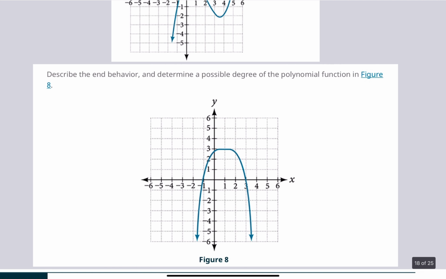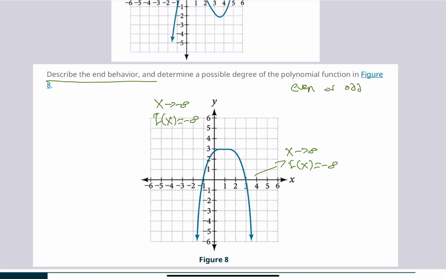I want you to describe the end behavior. We have as x tends to negative infinity, f(x) equals negative infinity, right? And as x tends to infinity, f(x) equals negative infinity as well. So what I want from you is to write down the cases. We have even or odd, right? And with every single case, k could be positive or k could be negative.